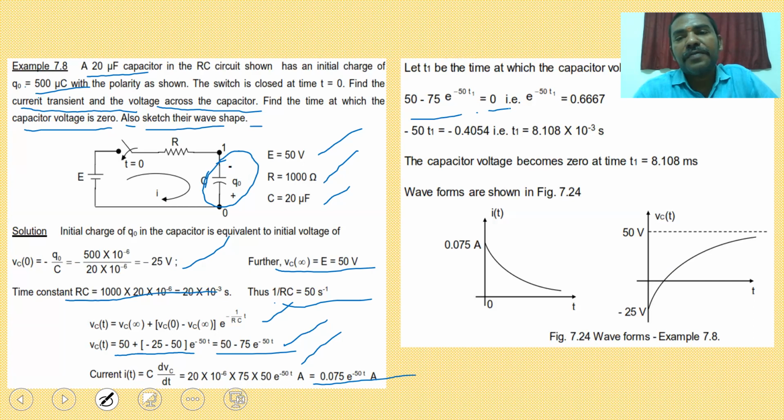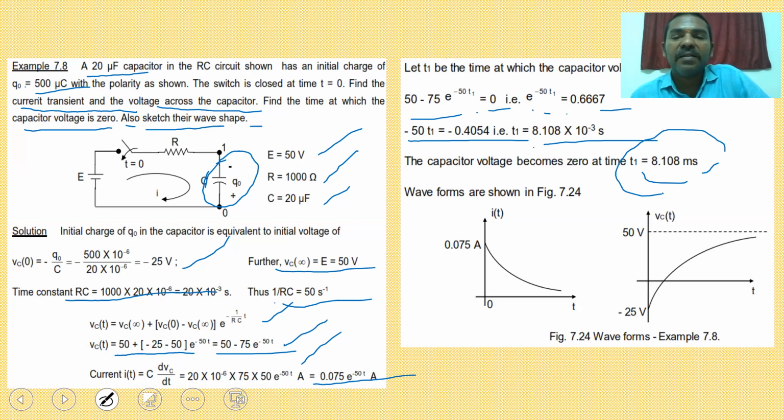So e power minus 50t is equal to 0.667. Then minus 50t is equal to minus 0.4054, or t is equal to minus 0.4054 divided by minus 50. So that is 8.108 into 10 power minus 3 seconds. So this is the time up to which the capacitor voltage must be 0.